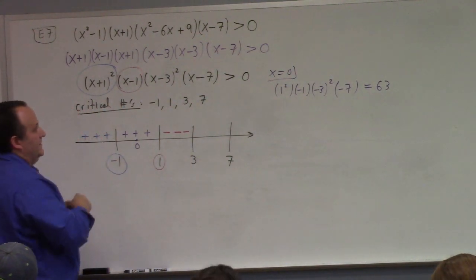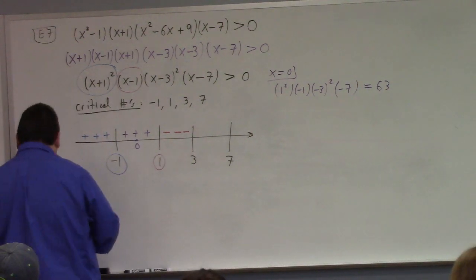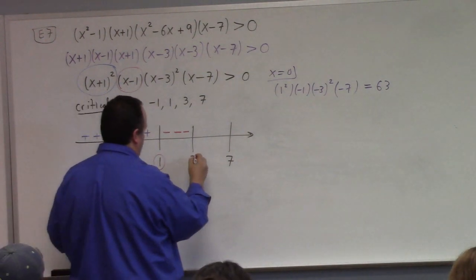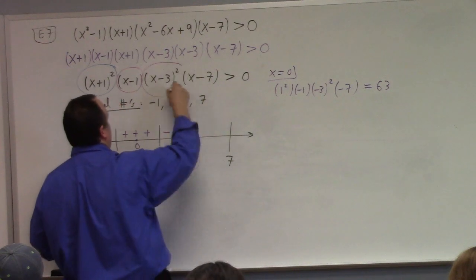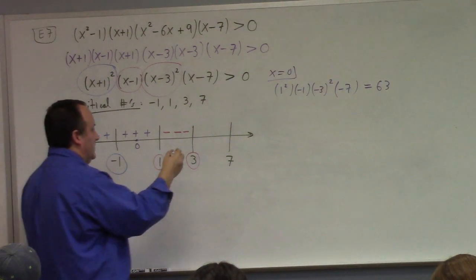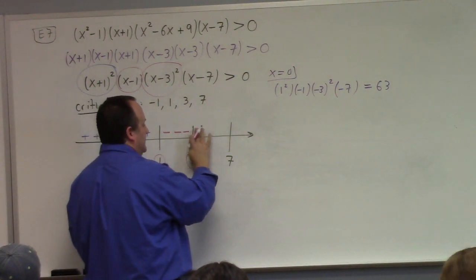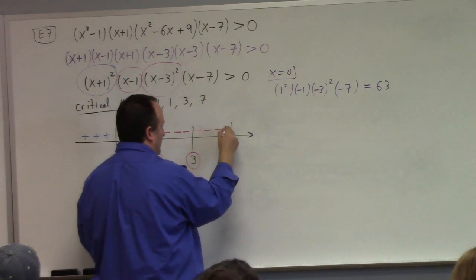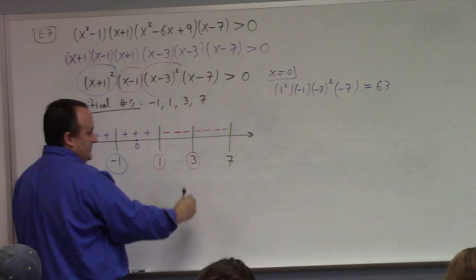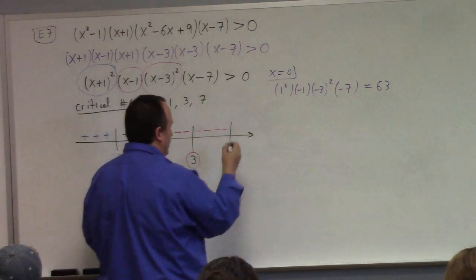Now 3, what's the deal with 3? Well, 3, if I can find another color, that's this one. The multiplicity there is 2, which means it bounces. When we look at the bounces, the sign stays the same, so I stay negative. And then at 7, what am I up against? Just x minus 7, right? So as you go across that, you're going to flip signs again. You've got pluses here again.